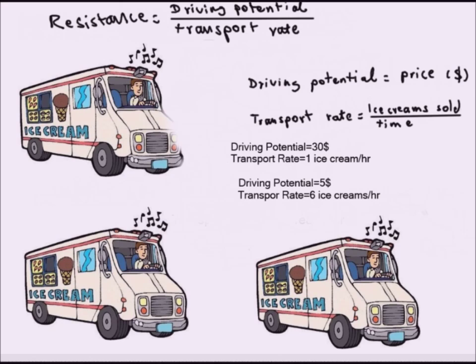current. You can also apply this to, say, a horizontal fluid flow where there is no height difference. Your driving potential, or what causes movement, is just the pressure force. So you can also apply the resistance concept to a pressure-driven flow, and then your driving potential would be the pressure, and your transport rate would be the flow rate or the mass flow rate.